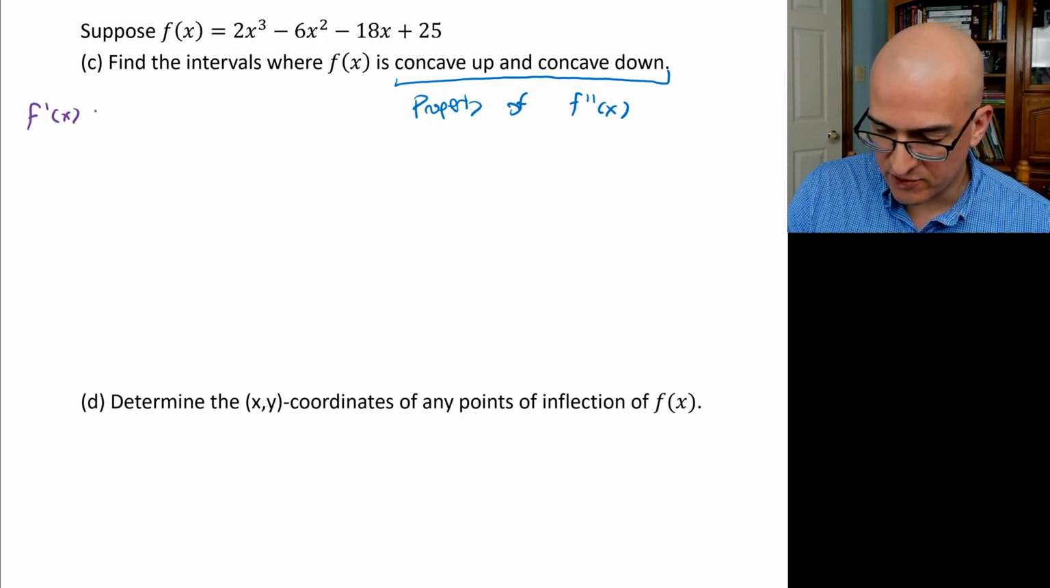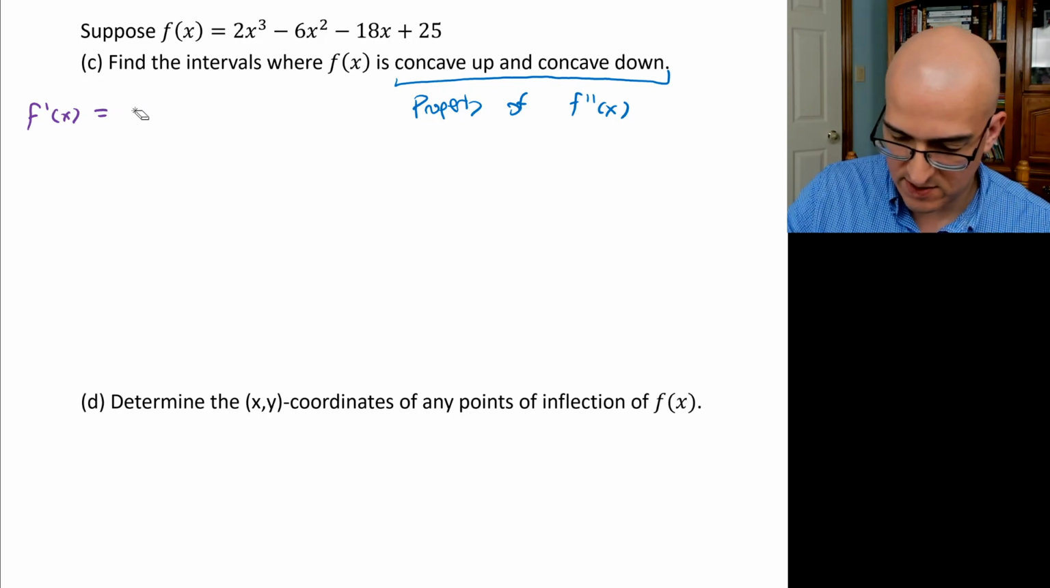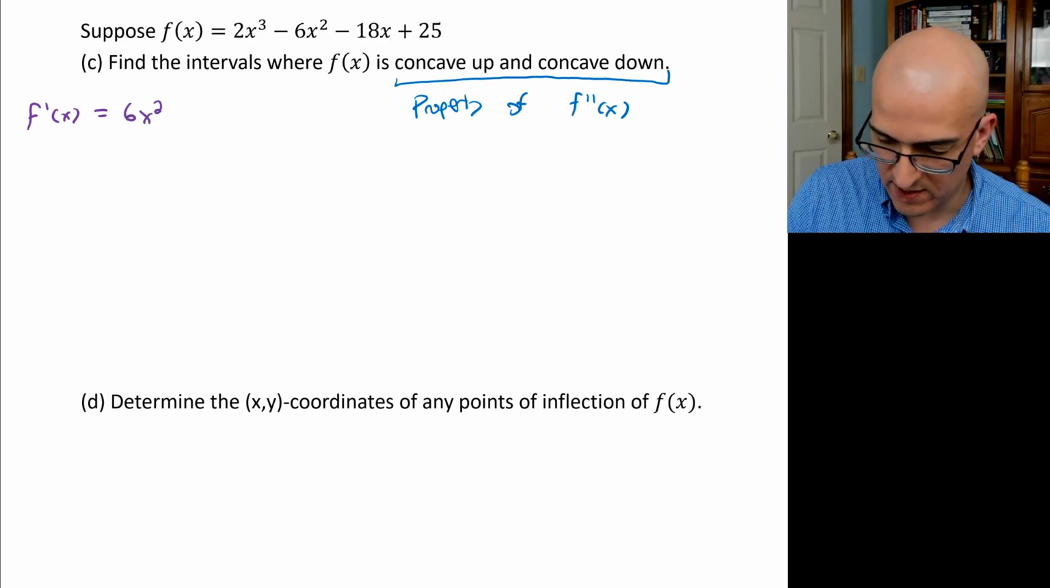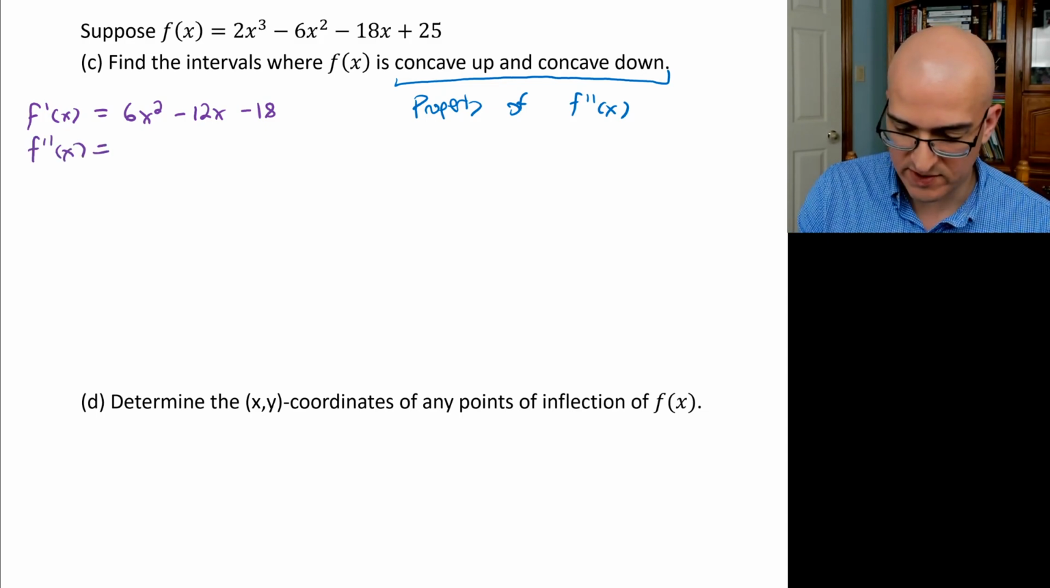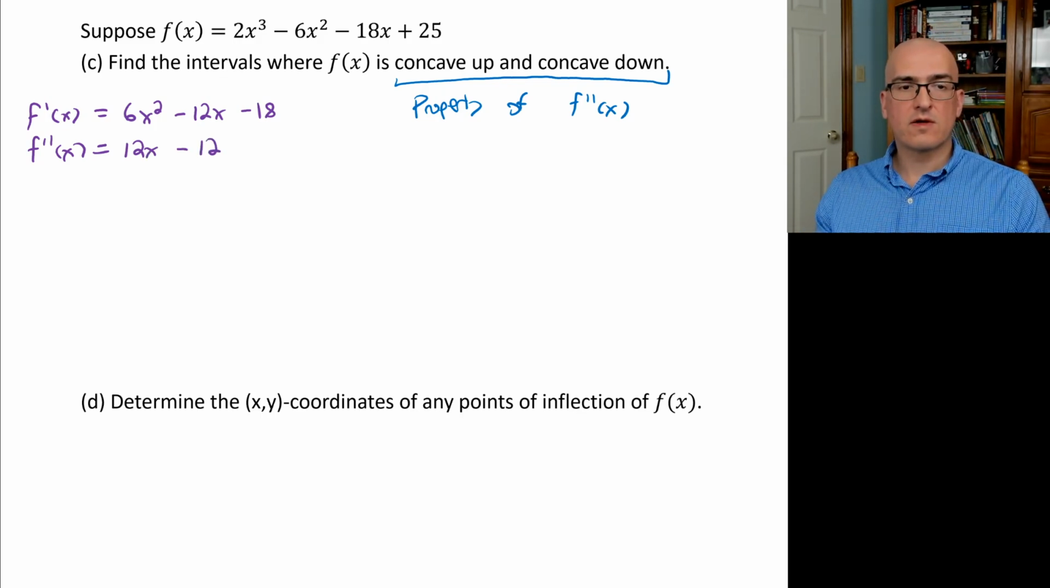Okay. So we found the first derivative was 6x squared minus 12x minus 18. Now we need to find the second derivative. So we take the derivative of that, we get 12x minus 12. A function is concave up if its second derivative is positive in a particular region. It's concave down if its second derivative is negative in a particular region. That's the definition of concavity. We want to know where it switches from one to the other.